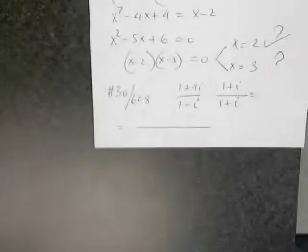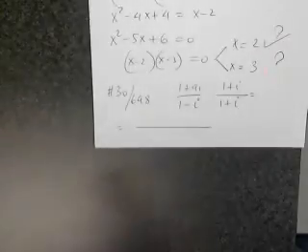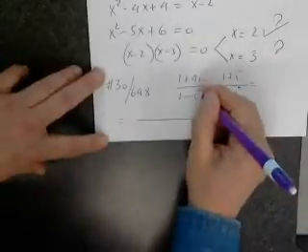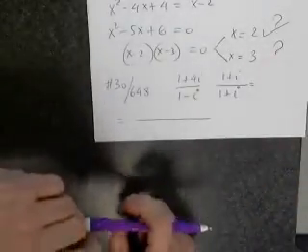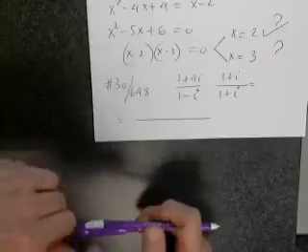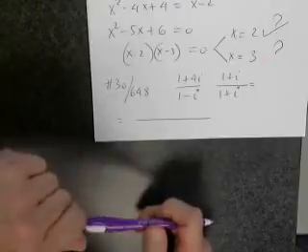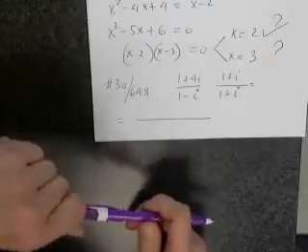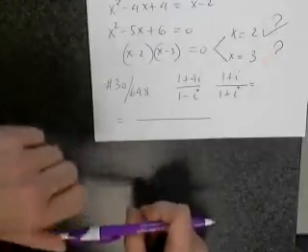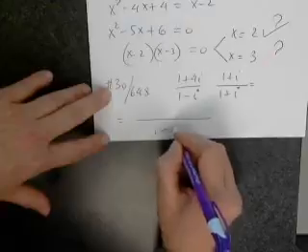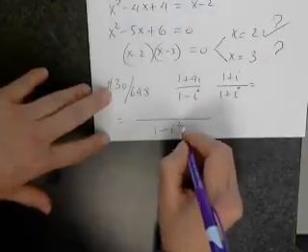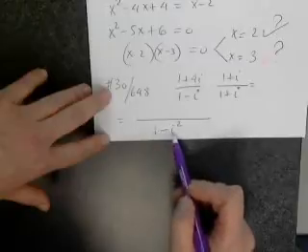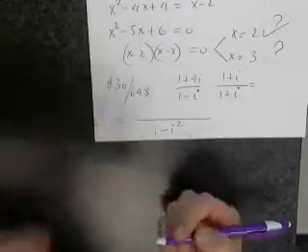What do I get in the denominator? 1 minus i squared, right? A minus B times A plus B is A squared minus B squared. Good? How do I write the numerator?